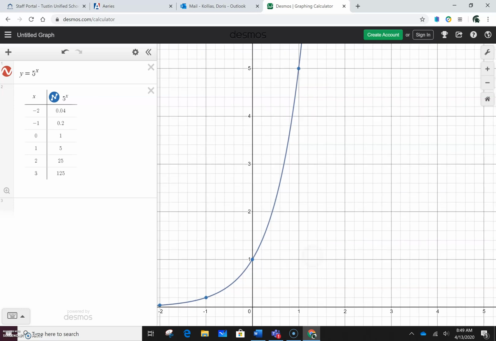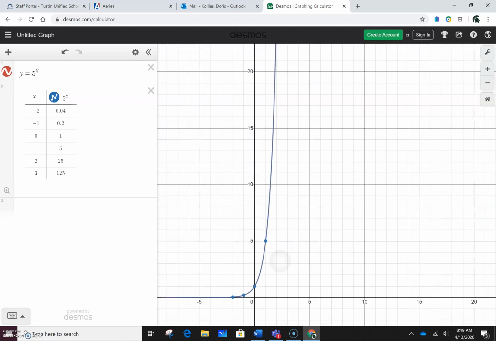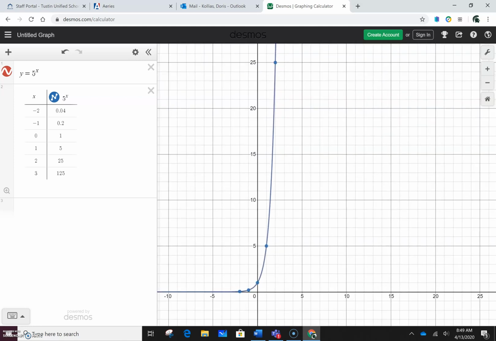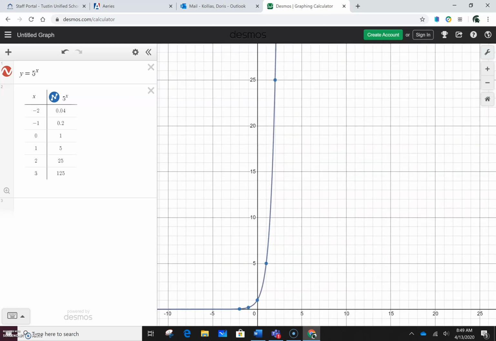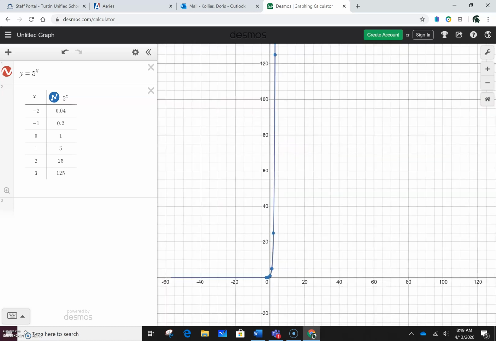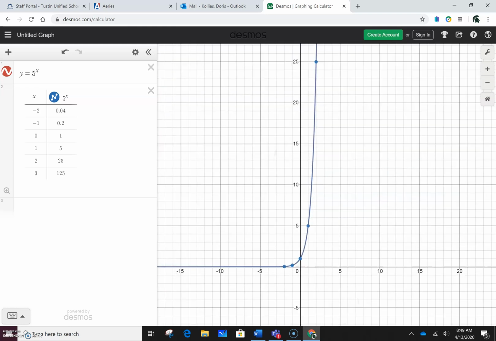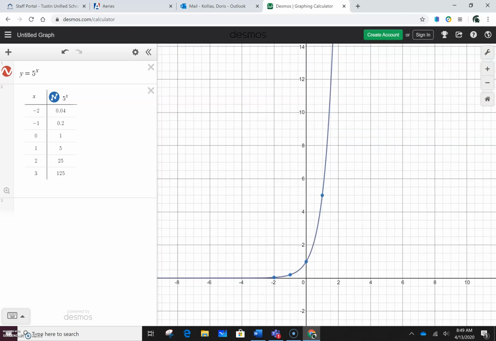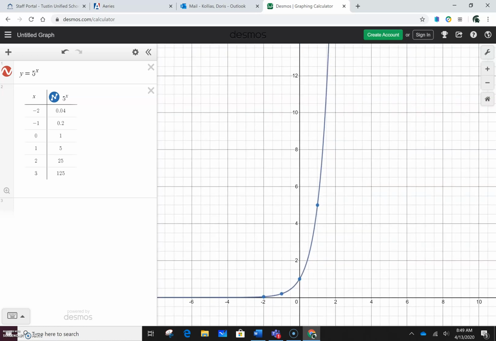When the power is 2 for this particular function, you'll see that there it is. The 25 did show up there. And when the power is 3, there it is. It shows up right there. Now you'll notice that these graphs go up really, really fast. So that's what an exponential function does, it curves up and grows very quickly, increases very, very quickly.